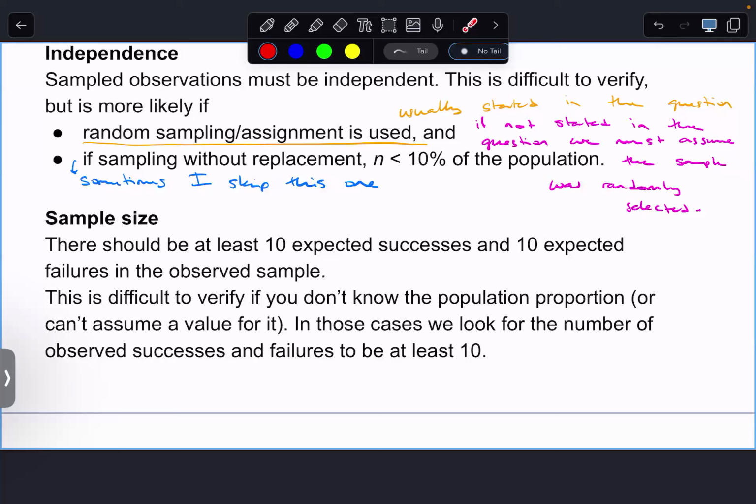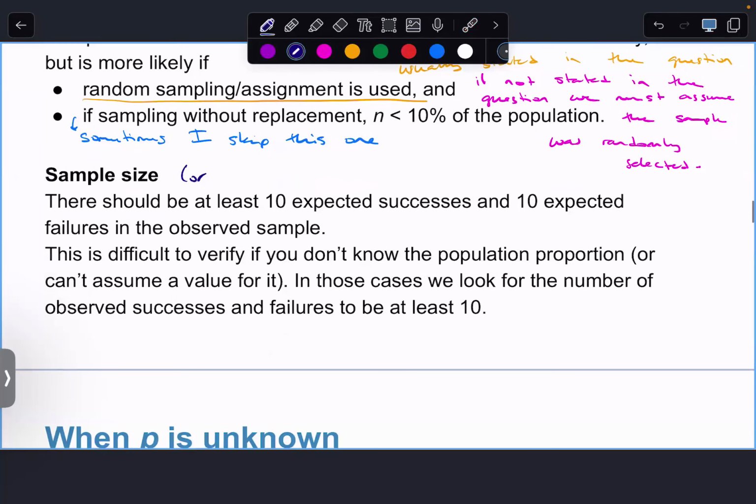The sample size condition, or sometimes I'll call it the normality condition.